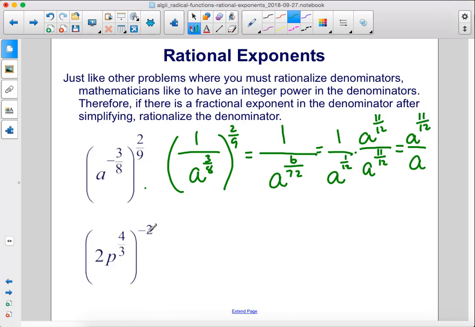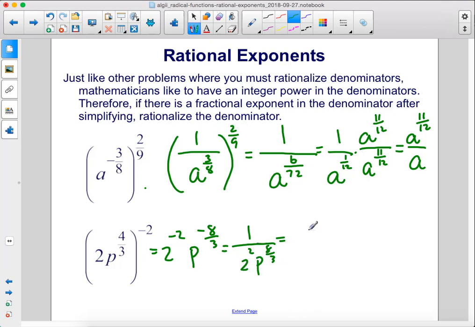Here, we're going to multiply this in first. So that becomes 2 to the negative 2 power, and then we have p to the negative 8 over 3 power, because 4 times the negative 2 is negative 8 over 3. And we can rewrite this. So 2 to the negative 2 power is 1 over 2 squared. And then we have p on the bottom of this fraction as well, to the 8 over 3 power.